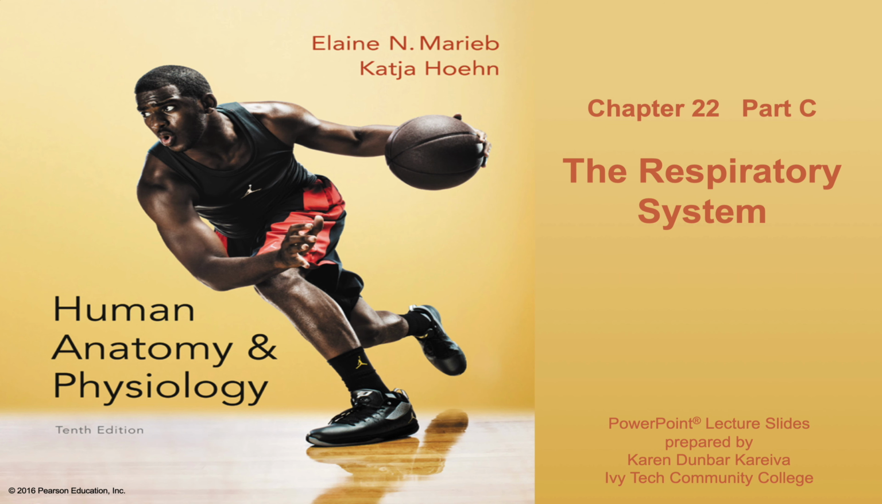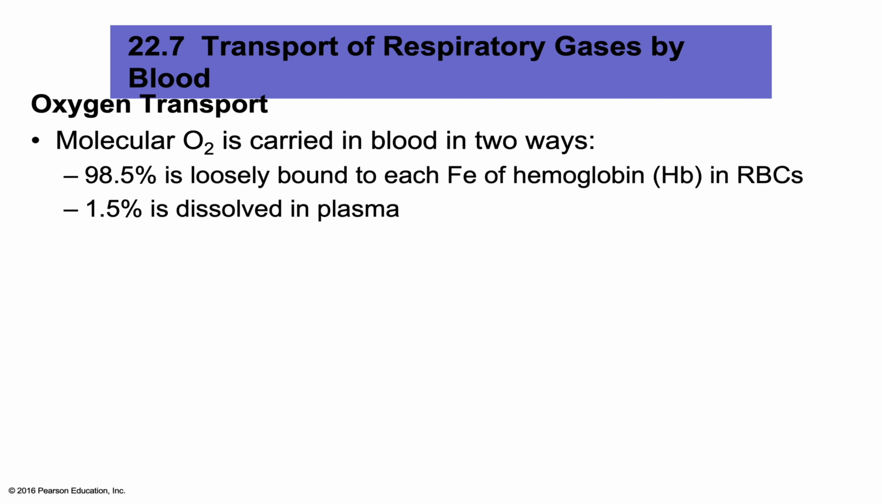Okay, so we're going to be continuing with the third part for the respiratory system. This is part C. There are two ways oxygen gets carried in blood. It's either bound to the iron in the hemoglobin within the red blood cells, or dissolved in blood plasma. Because oxygen is poorly soluble in water, only about 1.5% of the oxygen transported is carried in it.